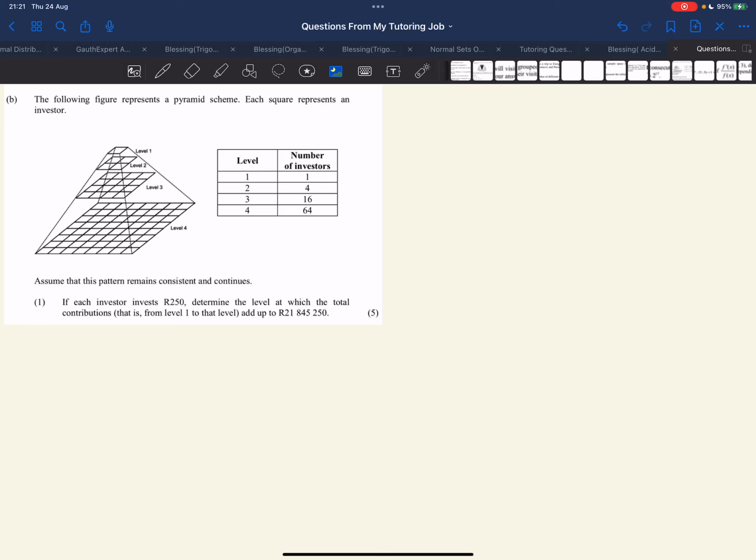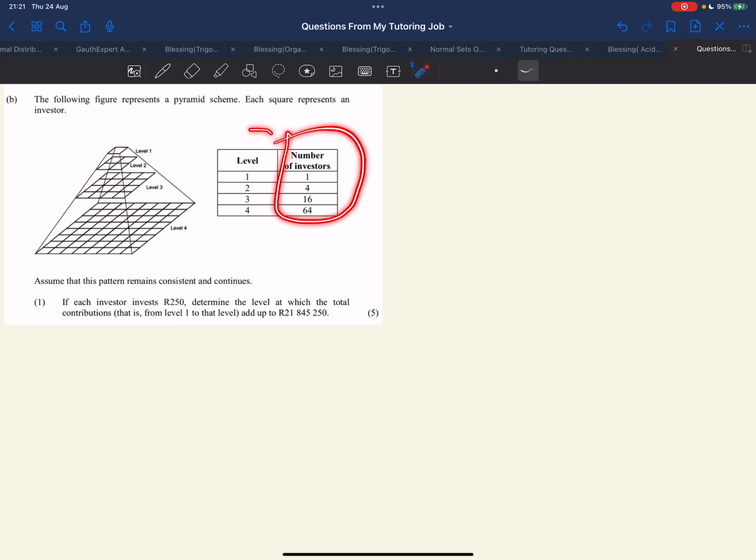Okay, right. Now in B, they say that the following figure represents a pyramid scheme. Each square represents an investor. And then they say to assume that this pattern remains consistent and continues. If each investor invests 250, determine the level at which the total contribution, that is from level 1 to that level, adds up to 21,845,250 rand. Now you see that we are given a sequence here, right?